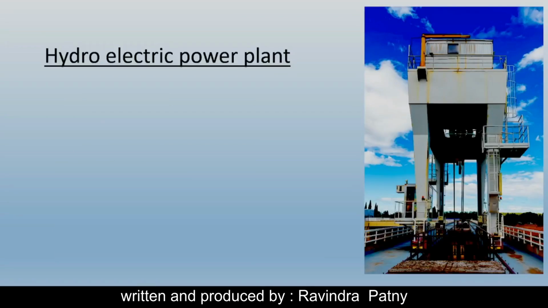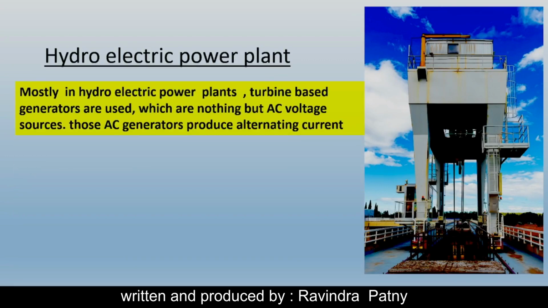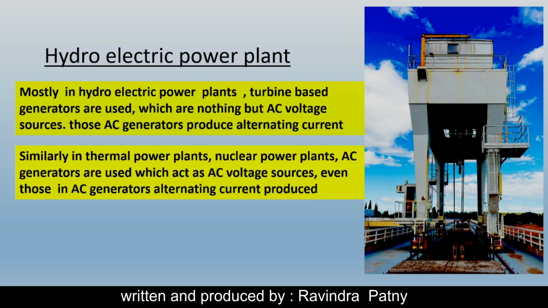Hydroelectric power plant. Mostly in hydroelectric power plant, turbine-based generators are used, which are nothing but AC voltage sources. Those AC generators produce alternating current. Similarly, in thermal power plant and nuclear power plants, AC generators are used, which act as AC voltage sources. Even in those AC generators, alternating current is produced.